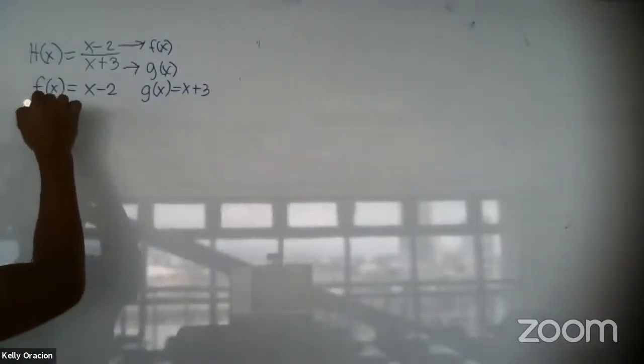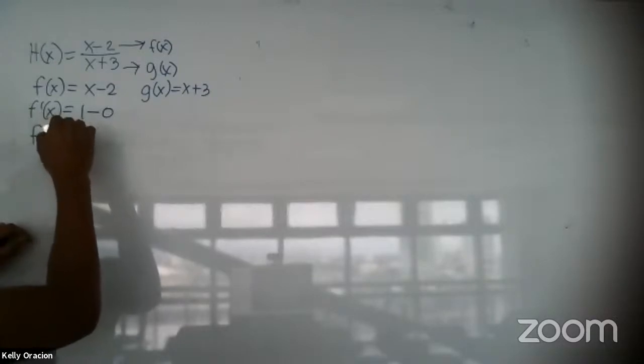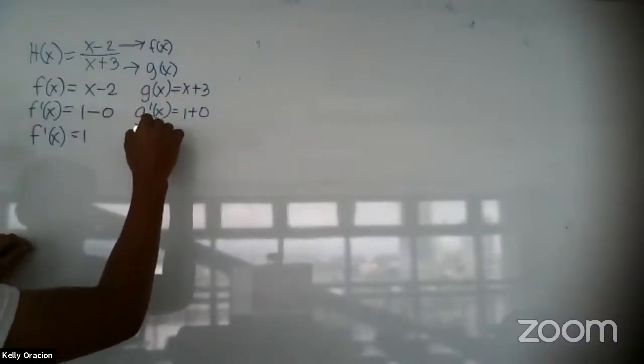Get their derivatives. f prime x: what is the derivative of x? The derivative of x is 1, minus the derivative of 2, which is 0. So f prime x is 1. g prime x: the derivative of x is 1, plus 0. So g prime x is 1.